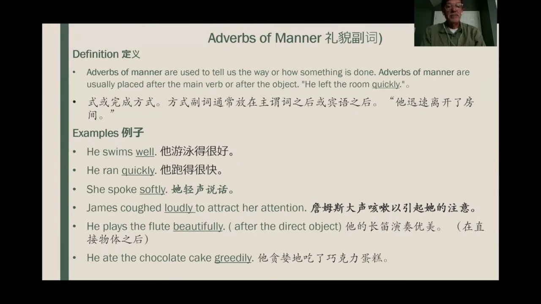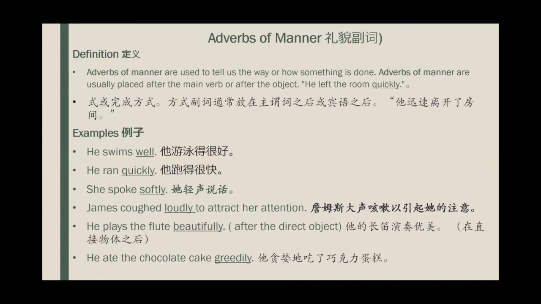Adverbs of manner. What's the definition? I'm going to drop my picture here. Adverbs of manner are used to tell us the way or how something is done. Adverbs of manner are usually placed after the main verb or after the object. He left the room quickly. Quickly is the adverb.